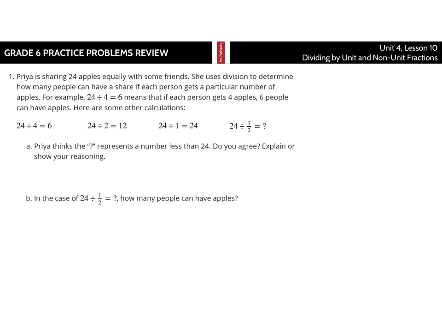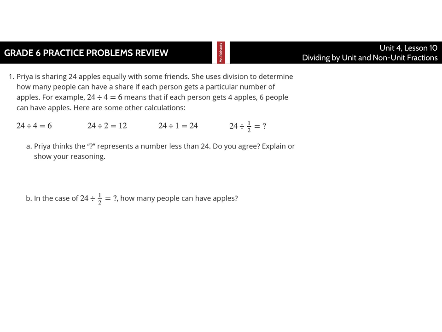You have 24 divided by 2 equaling 12. Think about that. That means 24 apples divided by 2 apples per person means 12 people can have apples. 24 apples divided by 1 apple per person means 24 people can have apples. And then we have 24 apples divided by half of an apple per person equals question mark.